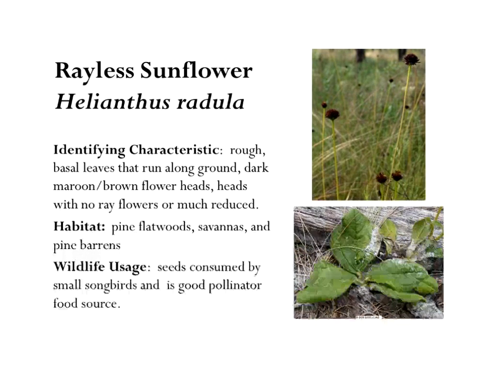Rayless sunflower, this is one that's going to grow in more of your mesic to wet mesic sites, kind of along with toothache grass. So if you've got a wetter site, this would be a good one to use in a seed mix. So pine flatwoods, savannas, and pine barrens. Has very rough basal leaves that run along the ground, like you see here in this lower picture. And that's what you're going to see most of the year, is just those basal leaves. But in the fall, they shoot up these really interesting dark maroon, brown flower heads, which don't have any significant ray flowers on them, just disc flowers.